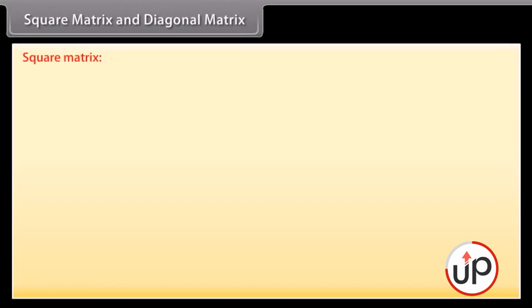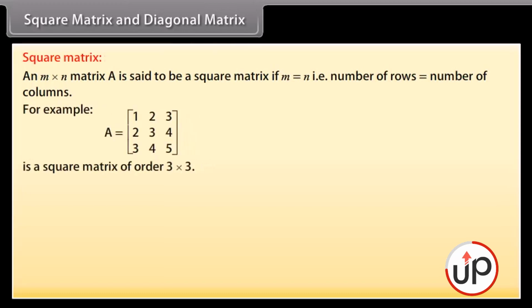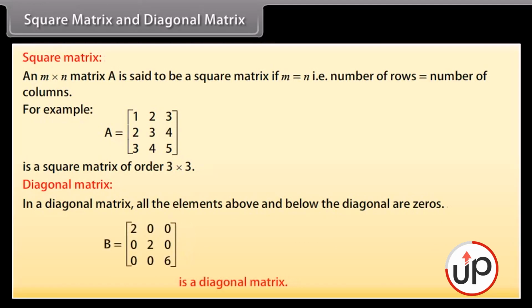Square matrix. An m by n matrix A is said to be a square matrix if m is equal to n, that is, number of rows is equal to number of columns. For example, A is a square matrix of order 3 by 3. Diagonal matrix. In a diagonal matrix, all the elements above and below the diagonal are zeros. For example, B is a diagonal matrix.